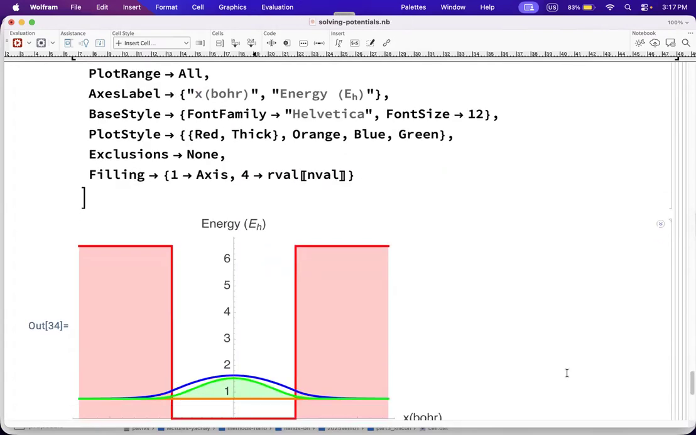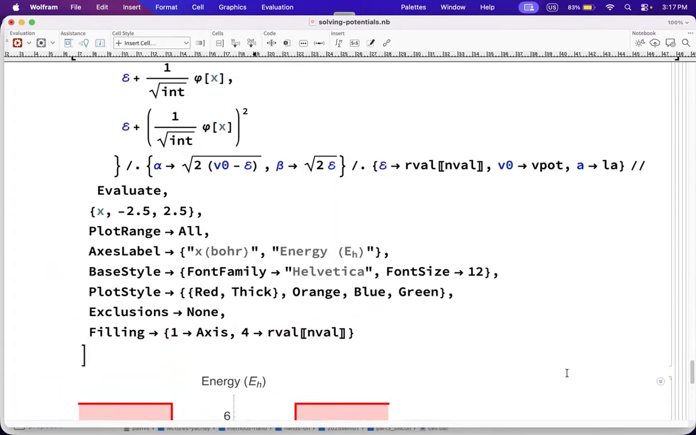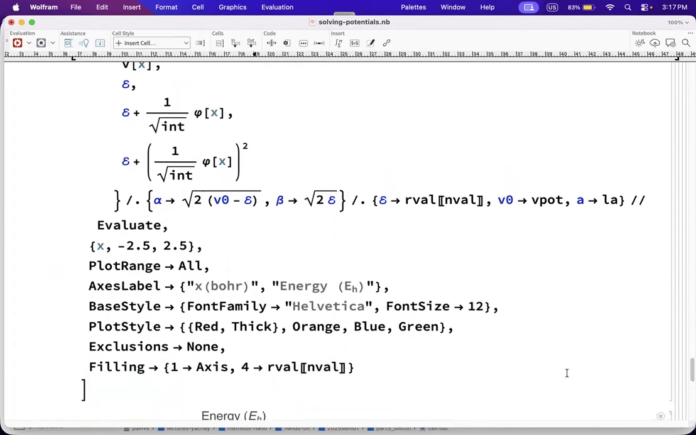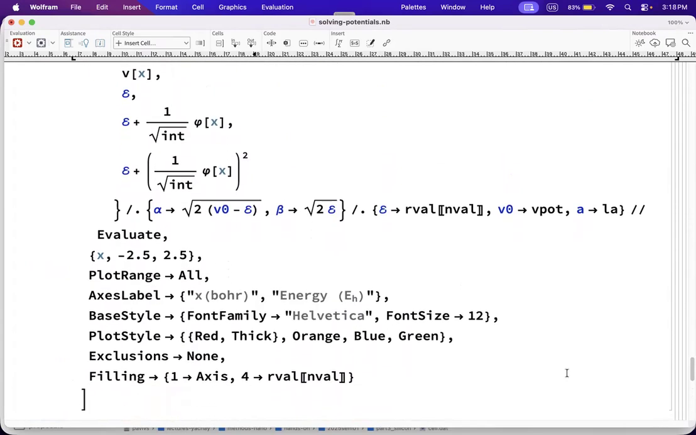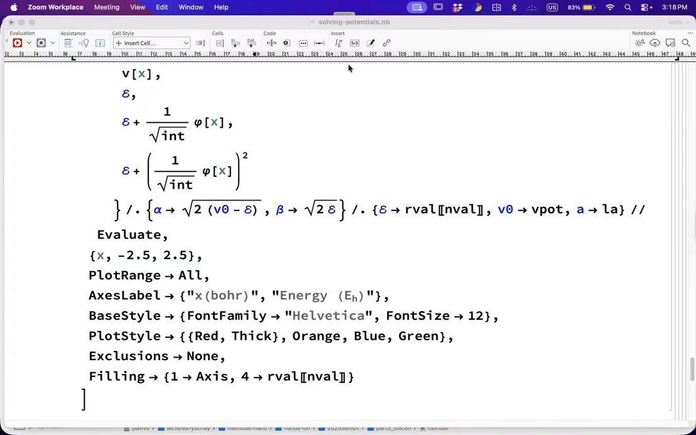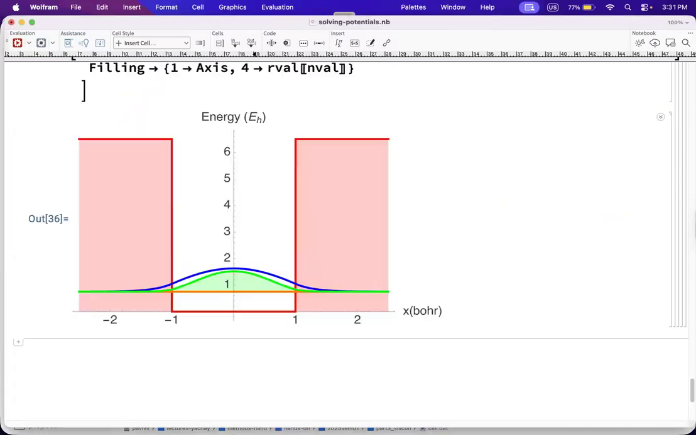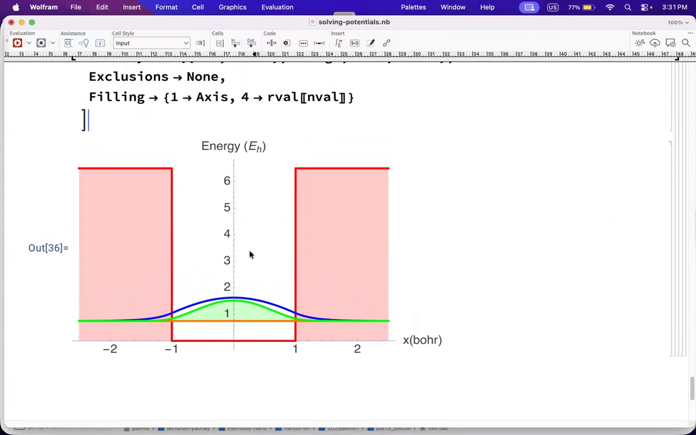Cross the fingers. Fantastic. Okay. So few things before recording. So this is the plot, as you can see here.